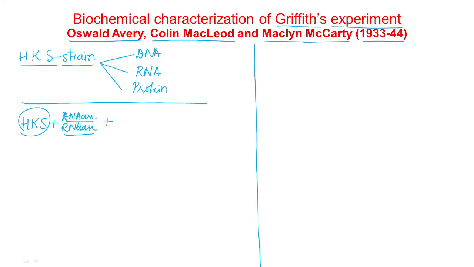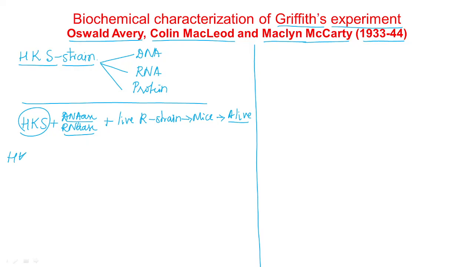Then it is mixed with live R strain bacteria, then injected into the mice, and the mice did not die, the mice were left alive. It means that protein is not transforming what? This particular live R strain to live S strain. So, in the next step they have changed it.